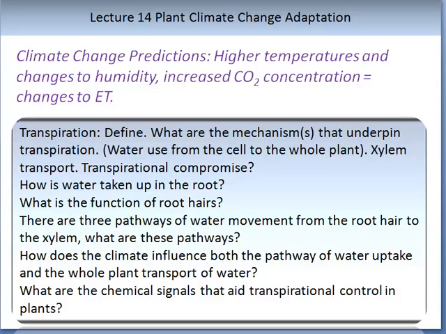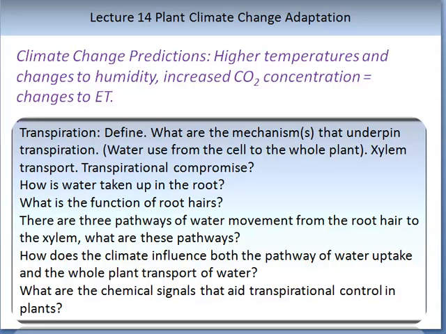When you are learning about transpiration, the first thing that I would recommend is to define it. Then describe the mechanisms that underpin transpiration. These mechanisms cover both water use from cell-to-cell water transport through to water movement through the whole plant. We are predominantly defining xylem transport when we are talking about transpiration. What is the transpirational compromise? This was proposed in the lecture on transpiration. If you cannot remember, go back and revise.